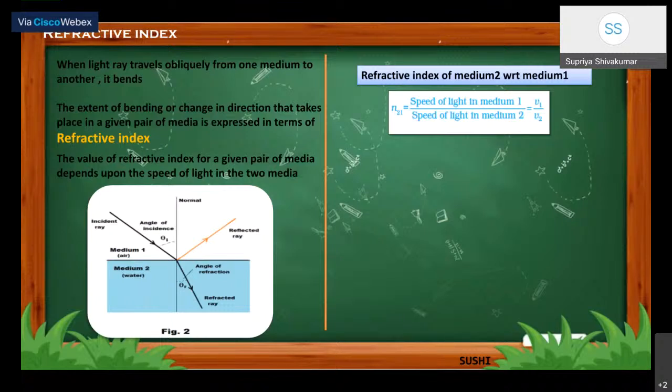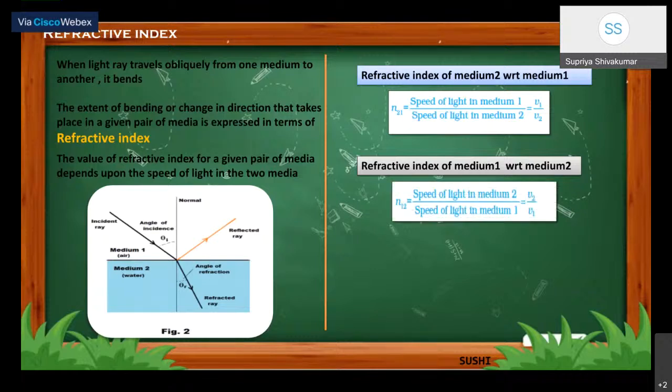So if you make this one formula perfect, and understand the logic, then you can easily write the next two formulas. So the same thing symbolically is v 1 by v 2, where v 1 is the speed of light in medium 1, and v 2 is the speed of light in medium 2. Next, similarly we can say, what is the refractive index of medium 1 with respect to medium 2? It is nothing but n 1 2, which is the speed of light in medium 2 with respect to speed of light in medium 1. So similarly, this can be written as v 2 by v 1.